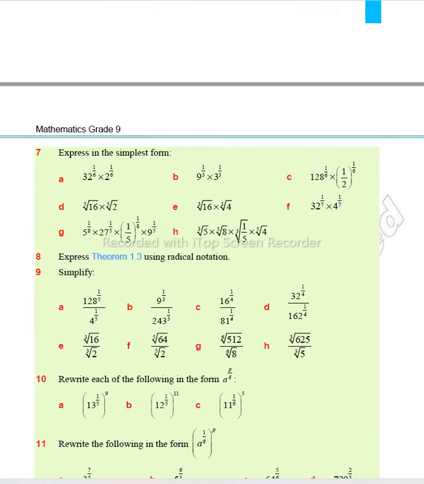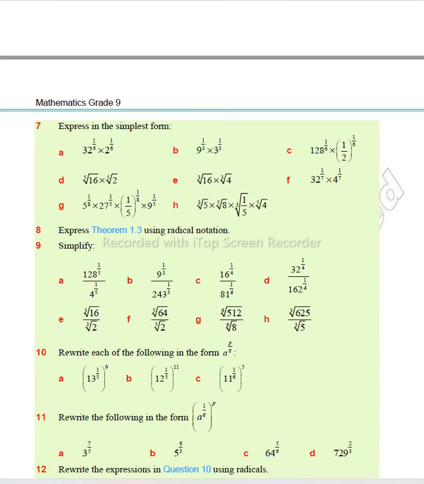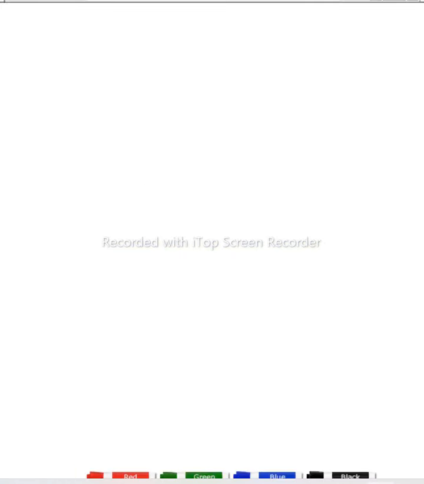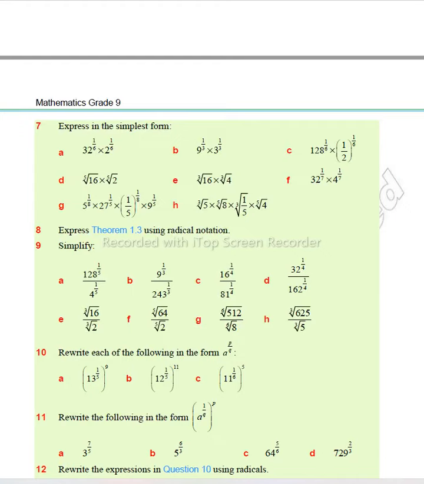Question number 7. Let us do question number 7a. Let us simplify the following numbers. We can do this in two forms.